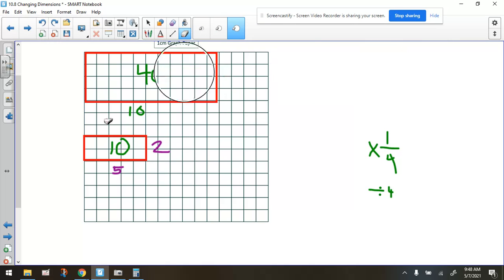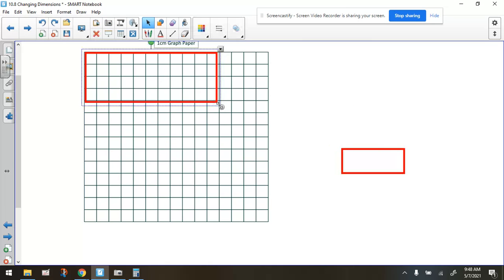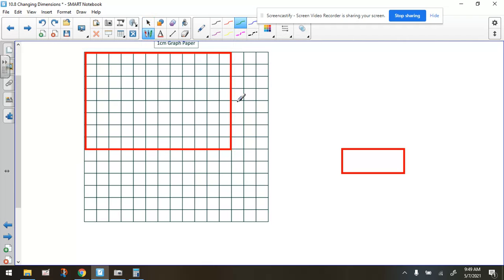All right, let's see if we can change up the dimensions a little bit more. So what if I make this maybe something like this. Let's see what dimensions I have here. Here we have 1, 2, 3, 4, 5, 6, 7, 8. And here we have 1, 2, 3, 4, 5, 6, 7, 8, 9, 10, 11, 12. So what if I was going to do 1/4? We're going to change the dimensions by taking 1/4. When we think about what's 1/4 of 8, remember that's the same thing as 8 divided by 4.